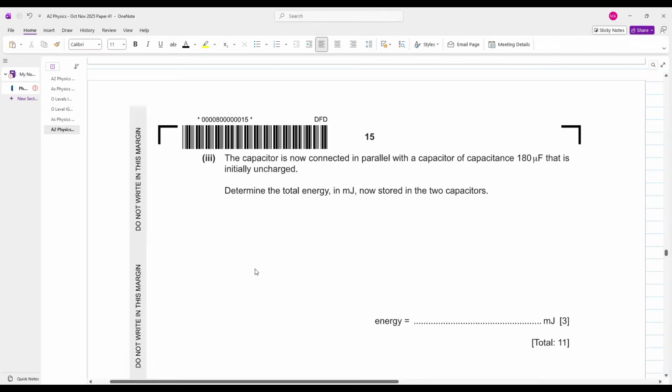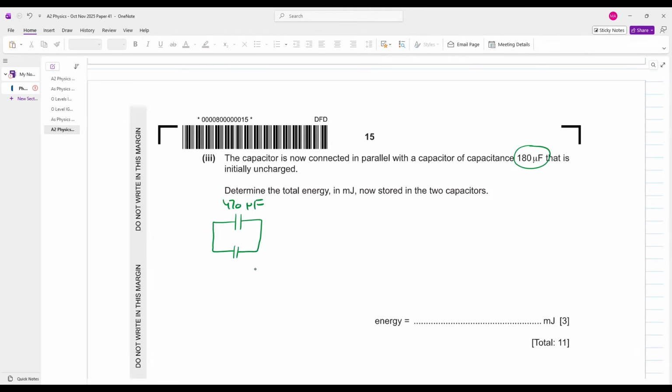Simple. आगे बढ़ते हैं. The capacitor is now connected in parallel with a capacitor of 180 microfarad. अच्छा जी, अब इस तरह हो गया. Let's suppose you have two capacitors like this. एक है 470 माइक्रोफैरड्स का कैपेसिटर, एक है 180 माइक्रोफैरड्स का कैपेसिटर. Calculate the total energy in millijoules now stored in both the capacitors.